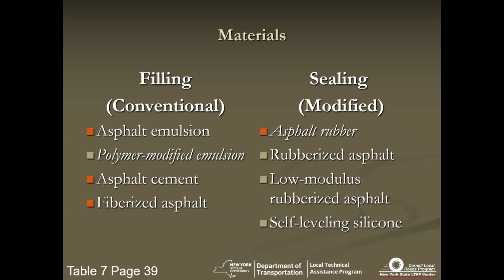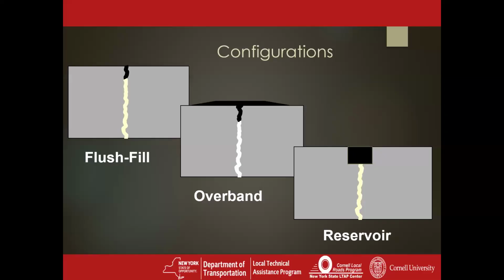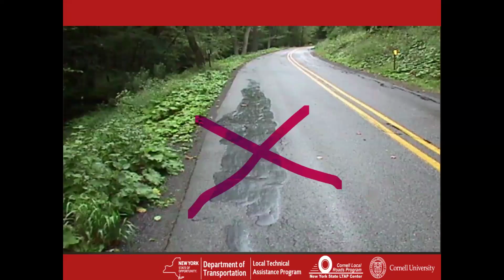In terms of materials, we've got two basic types of materials that we use for filling. And I mentioned this before, they're non-engineered, conventional materials. On the sealing side, which is what we primarily use in terms of our DOT type work, these are modified materials. They're elasticized so that they're highly flexible and they'll move with the movement of the crack. In terms of configurations, you've got flush fill, overband, and reservoir, standard configurations that you see in the business.